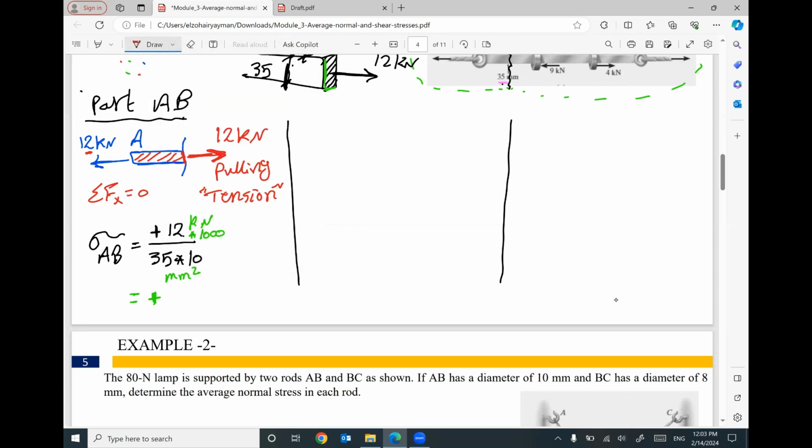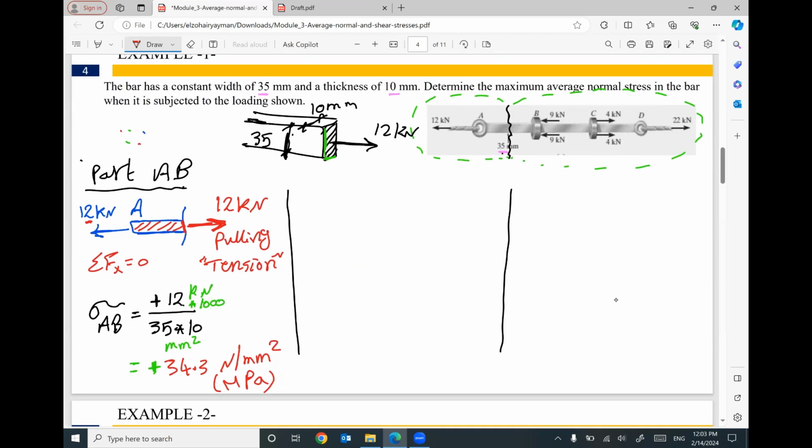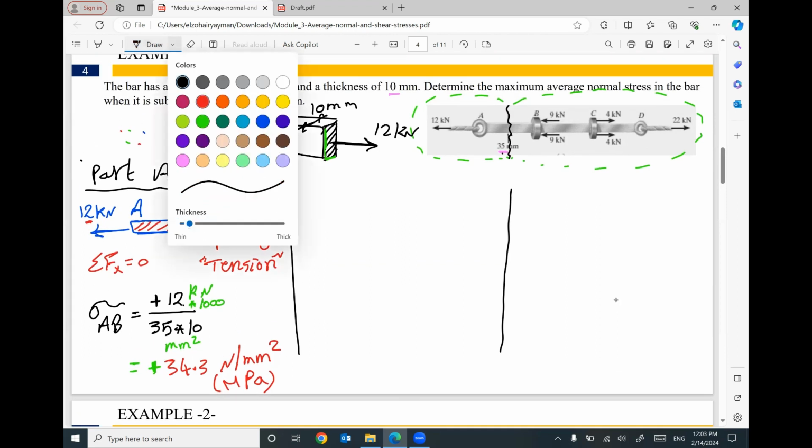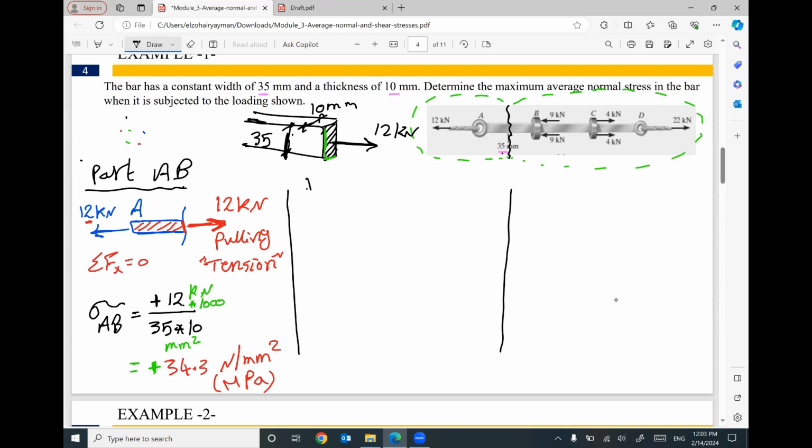12,000 divided by 35 times 10. So the value equals 34.3 Newton per millimeter square, or megapascal. This is for part AB. Let's do part BC.